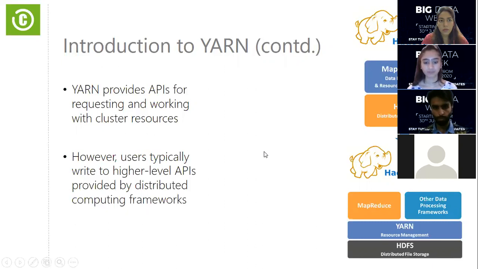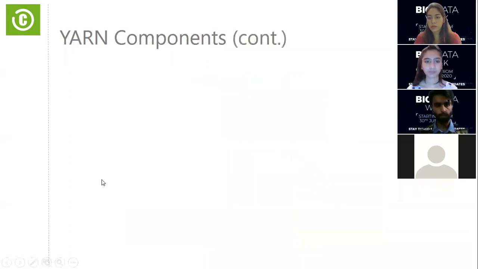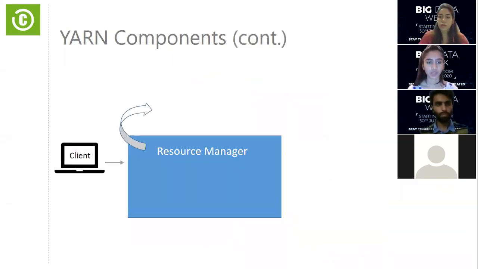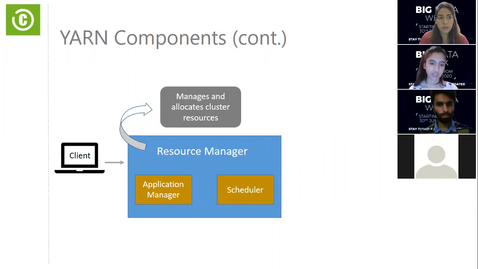Moving on. So let's dive deeper into Yarn itself and see what's happening. So Yarn has a master-slave architecture. The master node of Yarn has the resource manager, whereas the slave nodes contain the node managers. So the resource manager is responsible for the allocation of the overall cluster resources. It has many components, but in this session today, we are only going to be focused on the two main components of resource manager, which are the application manager and the scheduler.